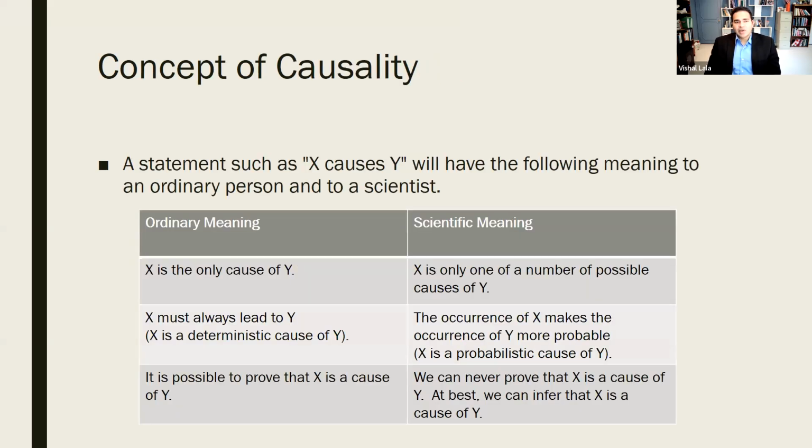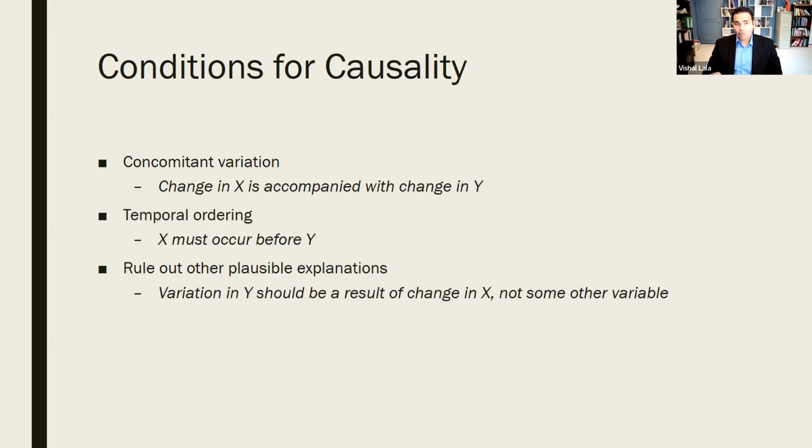Now let's take a look at what the concept of causality is. We often talk about X causing Y or A causing B, but what does it mean from a scientific perspective? More specifically, let's understand what are the requirements to conclude that X causes Y. The three requirements for causality.